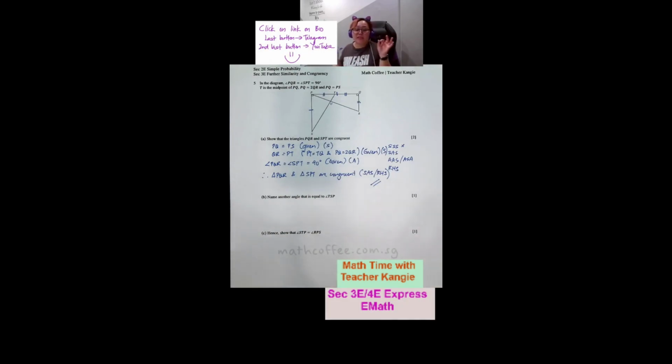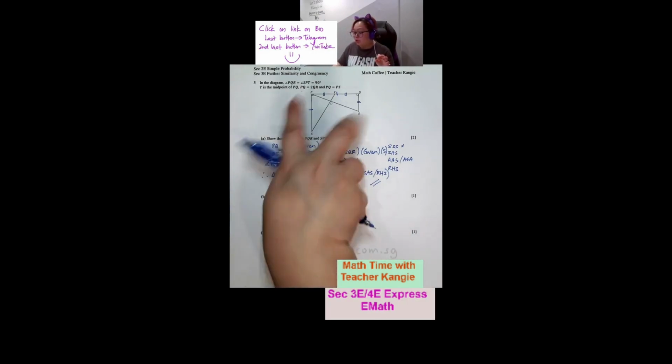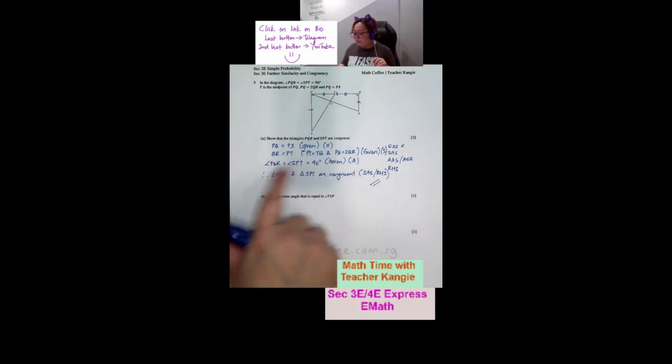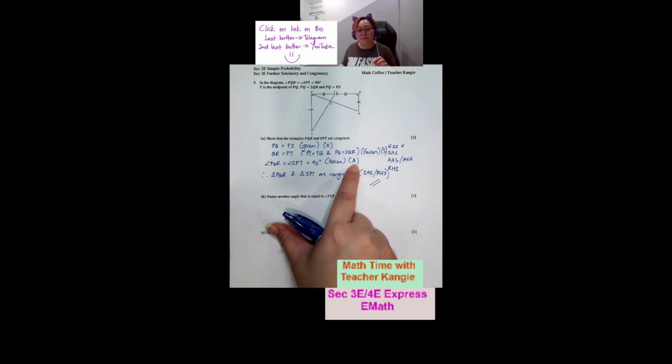S means you are proving the sides. A means you are proving the angles are the same. This one I'm proving two sides are equal, so it's an S. This one proves two sides are equal, so it's an S. This one I'm proving that the angle is the same, so I write an A.